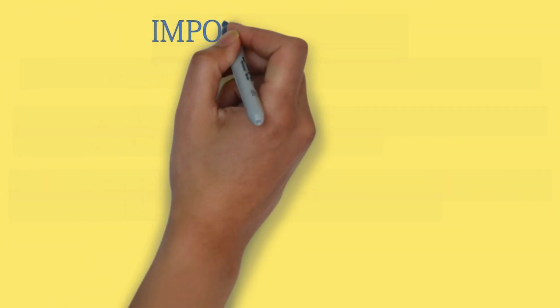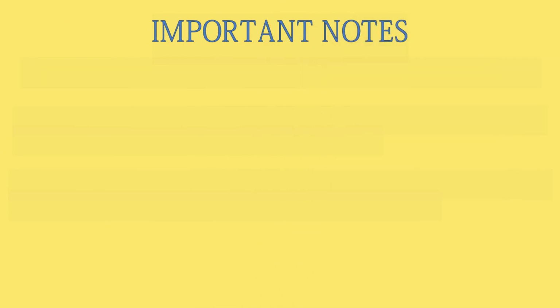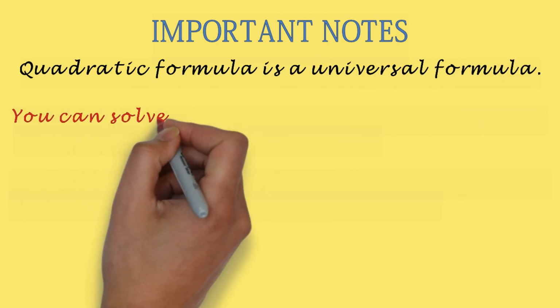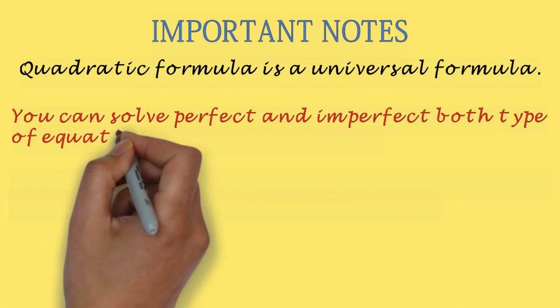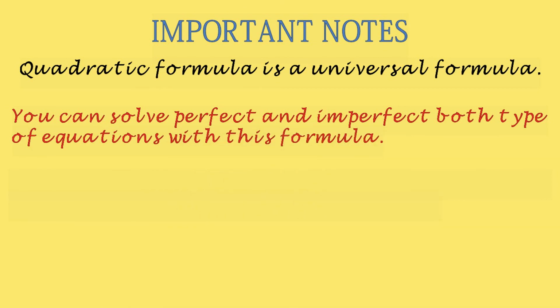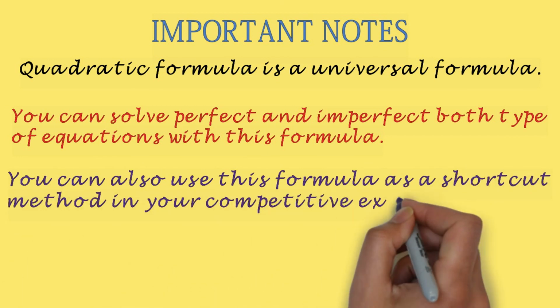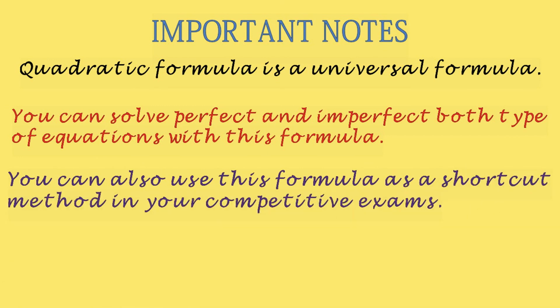Now, some important notes about this formula. Quadratic formula is a universal formula. You can solve perfect and imperfect, both types of equations with this formula. You can also use this formula as a shortcut method in your competitive exams. One more thing friends, there are some more things related to quadratic equations. If you want to learn it, comment below. In my next video, I will tell you about the shortcut trick to solve perfect equations in few seconds.